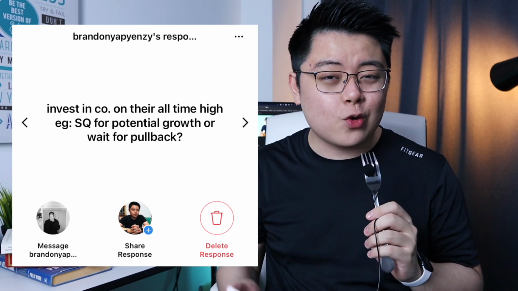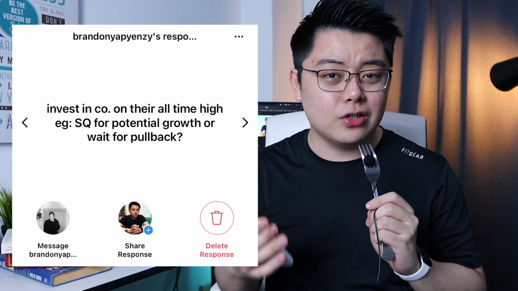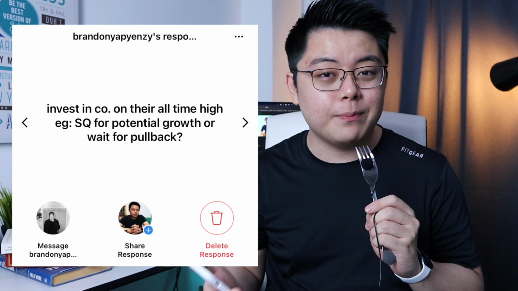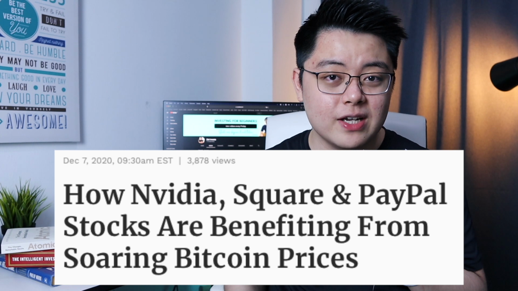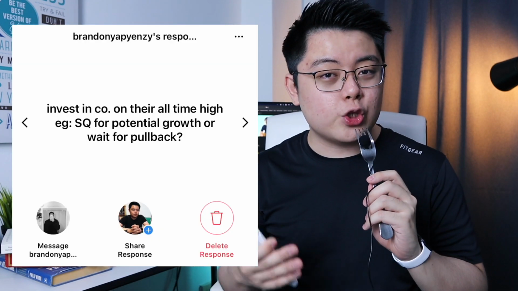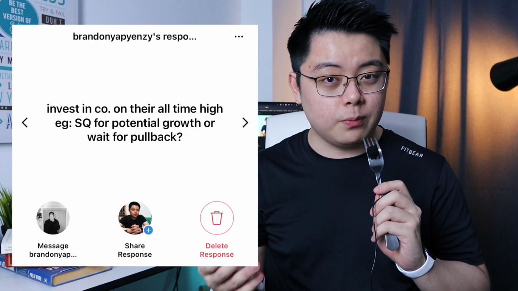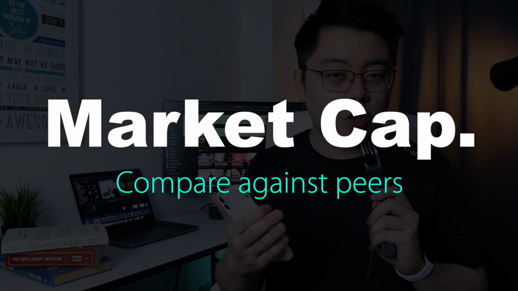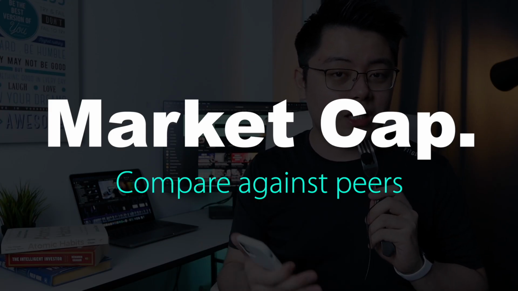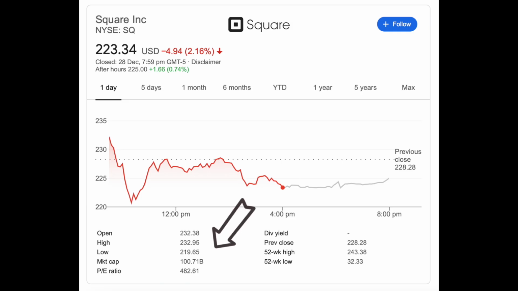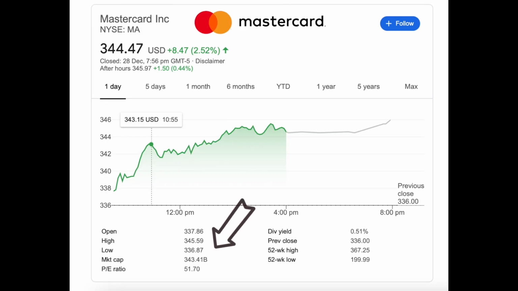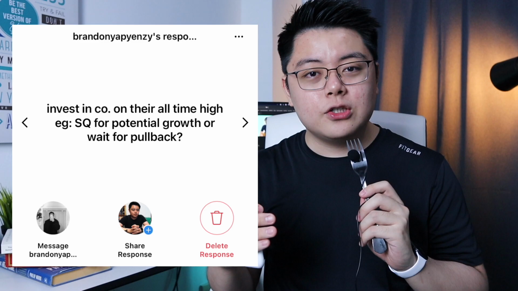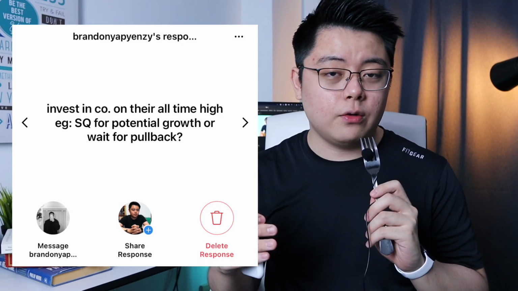And I just want to say that Square is a different type of animal, and it is not just a normal financial services company, because most of its increase in 2020 has been fueled by Bitcoin investments. If you are really unsure whether or not you should invest now at its all-time high or wait for a pullback, then one tip that I always use is to compare it with its peers in terms of market cap. If you look at Square, its current market cap is around $100 billion versus its peer, say Visa, which is around 500 billion market cap, and MasterCard, which is around 340 billion market cap. So that will give you an indication whether Square has room for growth or not.